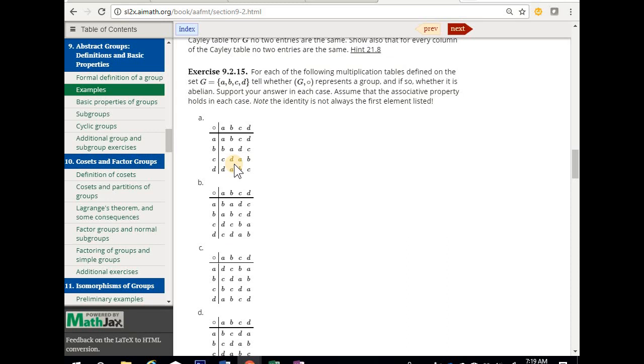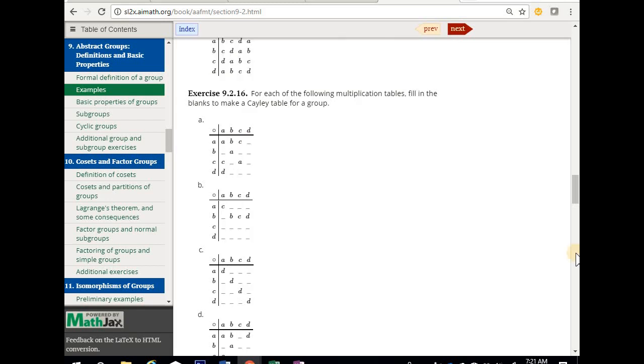Or actually, you would need to mention that A is the identity. So you could say for part A that element A is the identity because A circle X equals X for every X in G. But D has no inverse because D circle B equals A, but B circle D is not equal to A. Okay, so you can just give the statement and the reason. Shouldn't take too much writing.